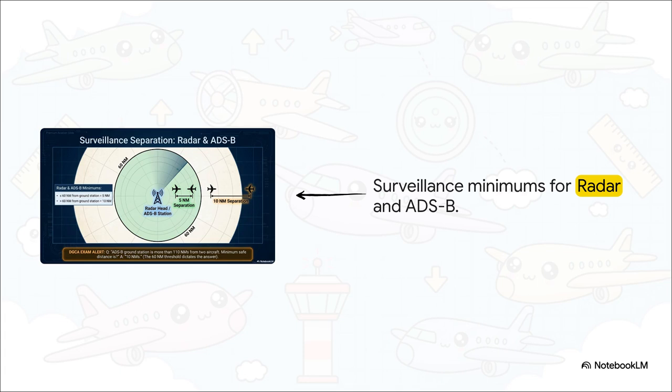Take a look at the blue 60 nautical mile threshold circle around the ground station. Inside that 60 nm radius, the surveillance is highly precise, which allows for a minimum horizontal separation of just 5 nautical miles. However, the exact moment you cross outside that 60 nm boundary from the radar or ADS-B ground station, the beam has widened, the uncertainty slightly increases, and so the minimum separation jumps to 10 nautical miles. It's a simple rule. Inside 60 equals 5 nm. Outside 60 equals 10 nm.